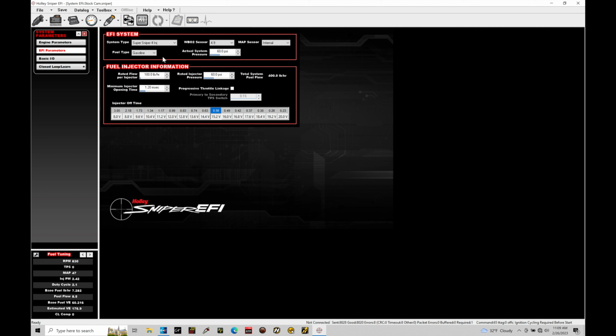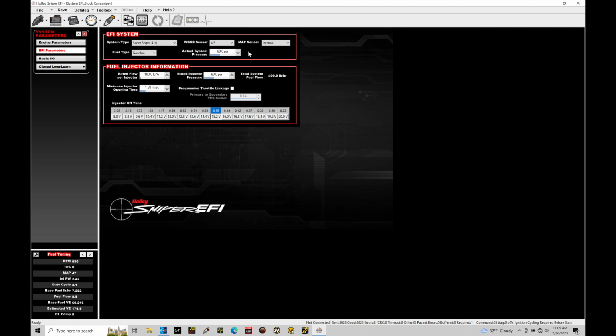So what we're going to do here is take a look at a few different graphical plots. That's going to make a lot better sense as to what the flow rate, the minimum pulse width, and the injector off time here are going to be, as well as our system pressure. So we have our rated pressure and we have our system pressure. All right, let's take a look at this real quick so we can break this down.